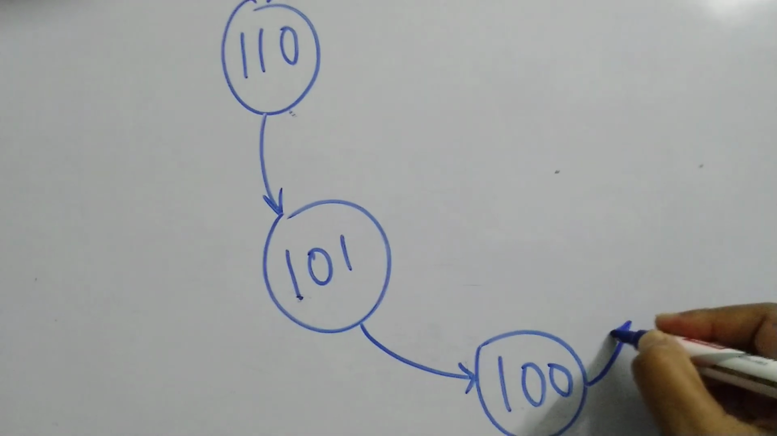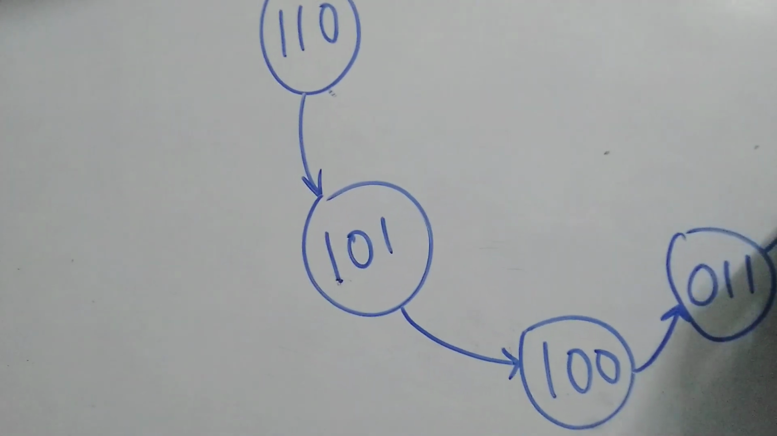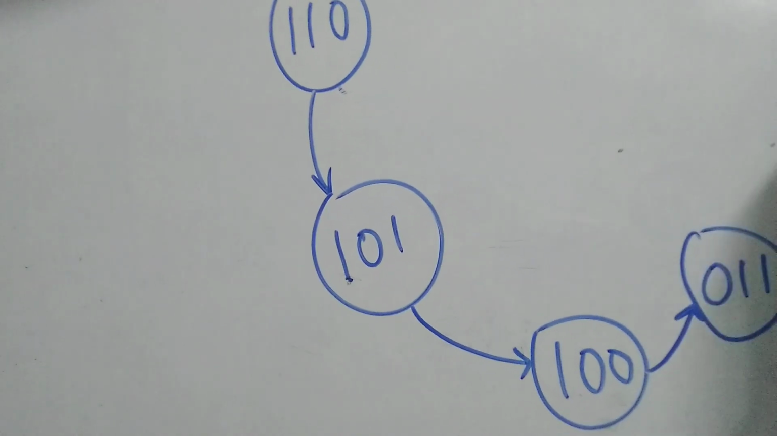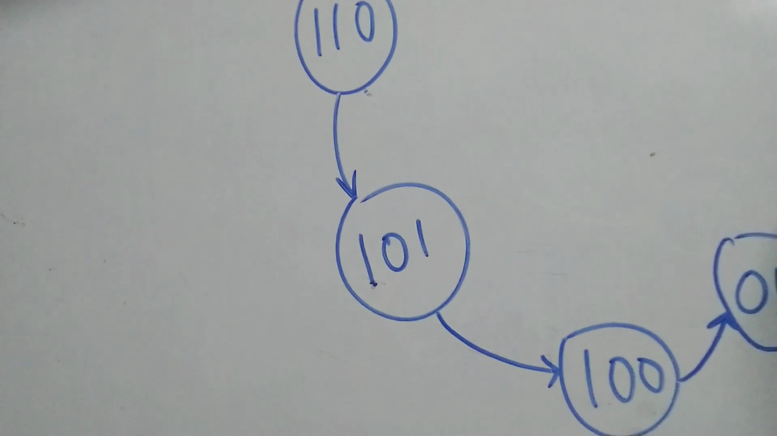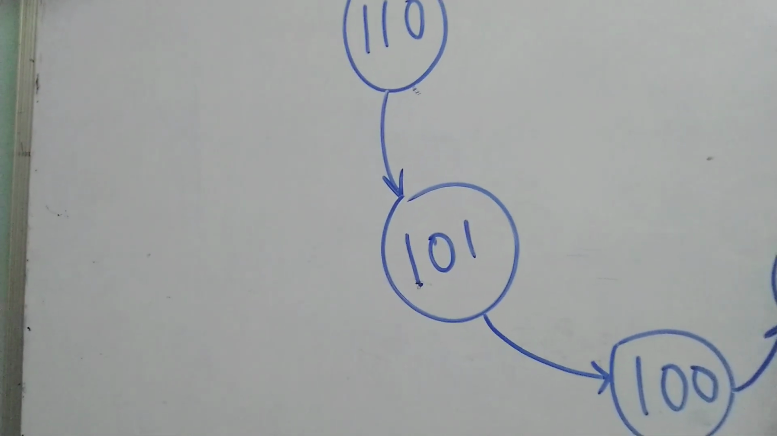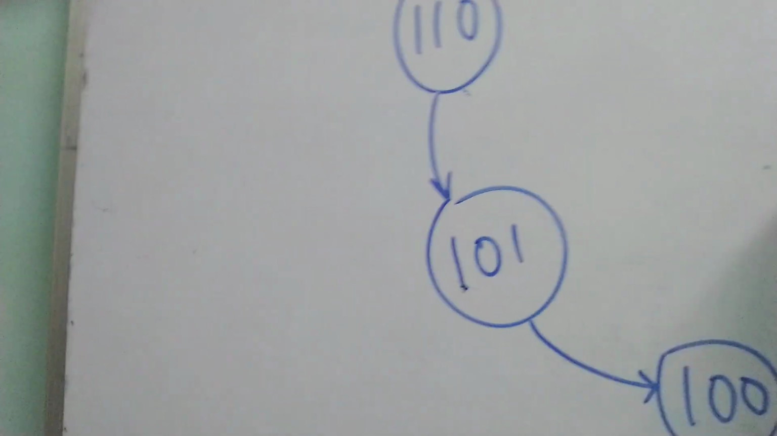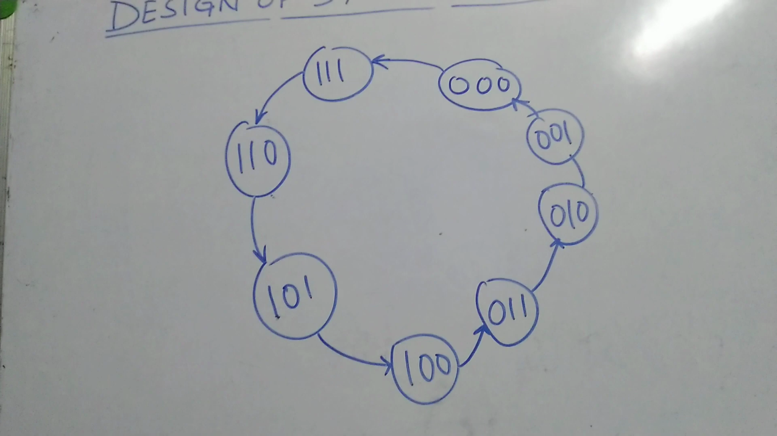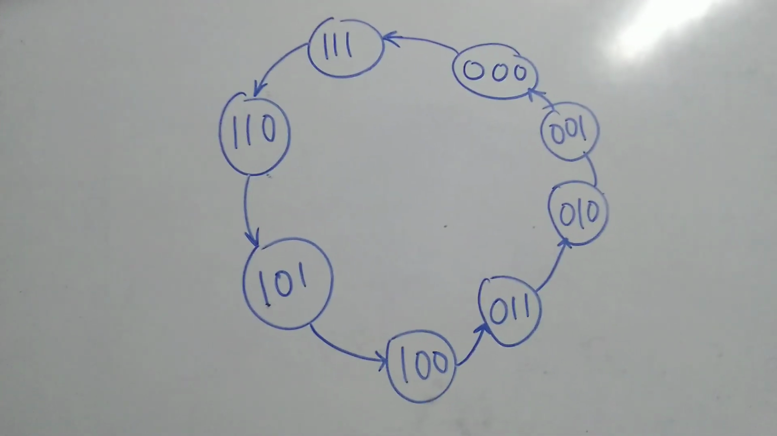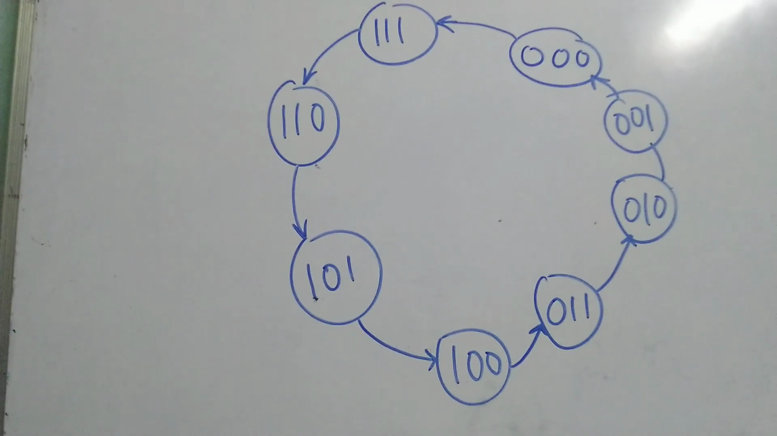then 0 1 1, then 0 1 0, then 0 0 1, then 0 0 0 once again. So this is the sequence of the counting. So here it is counting downwards.